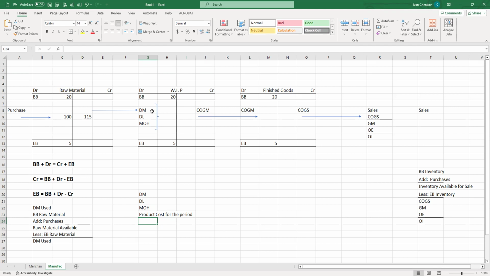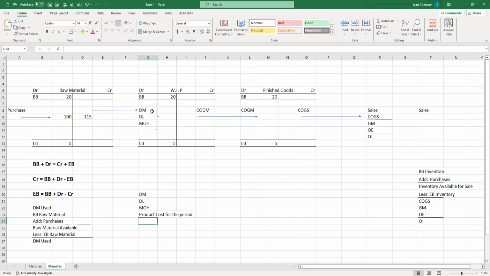Okay, for the direct labor and the manufacturing overhead here, those will be given to you. You don't have to worry about those ones. In the questions at this level, they are going to be given to you. You just have to add them to the direct material in order to get the product cost for the period. Do we need to make the journal entry? No, you don't need to do the journal entries. No journal entries at this point.